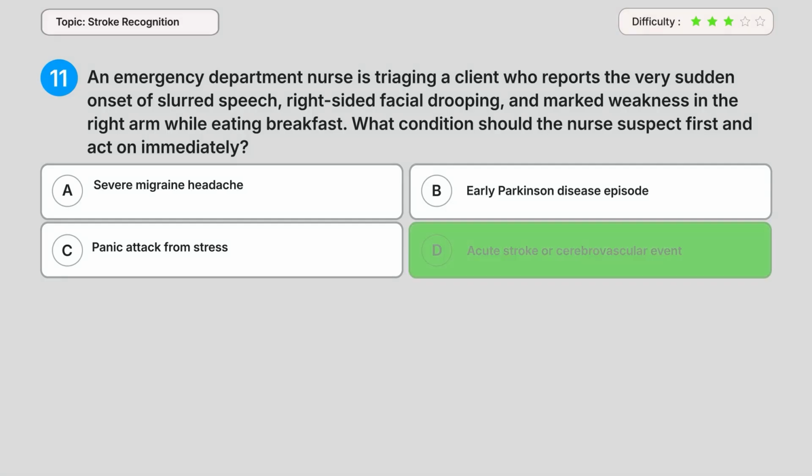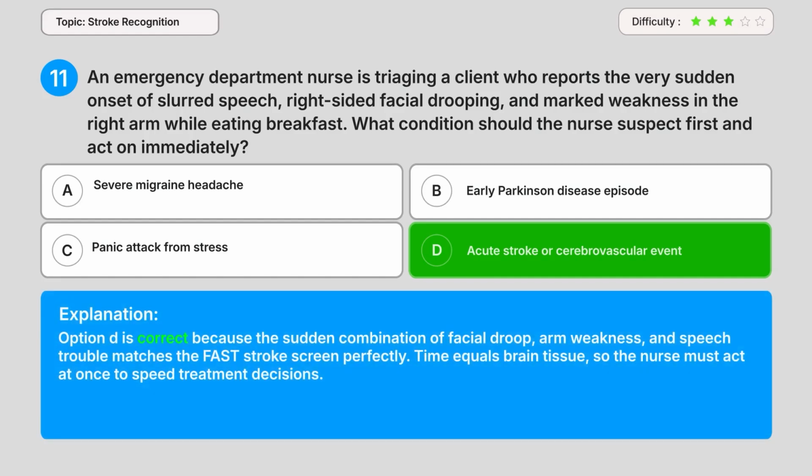Correct answer. D. Acute stroke or cerebrovascular event. Explanation. Option D is correct because the sudden combination of facial droop, arm weakness, and speech trouble matches the FAST stroke screen perfectly. Time equals brain tissue, so the nurse must act at once to speed treatment decisions.